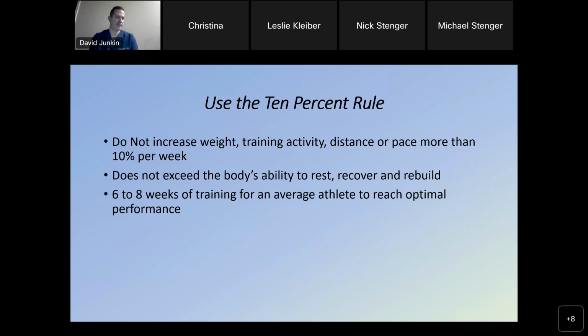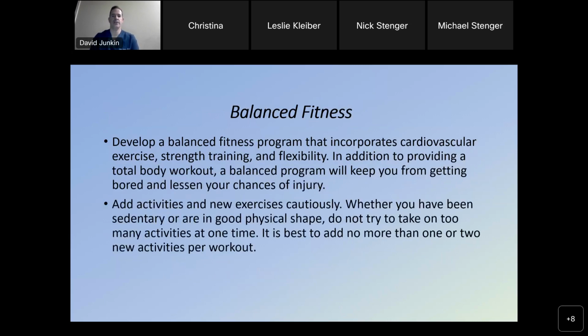Just to keep in mind that the average athlete, and this includes the professional athletes as well, it'll take 6 to 8 weeks of steady training to get to peak performance. So it just can't be done in a short period of time. That's when we see those overuse injuries.